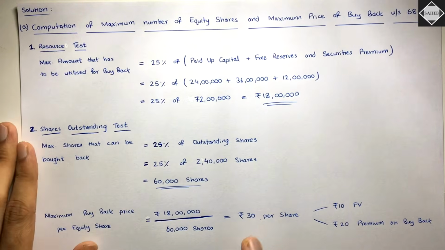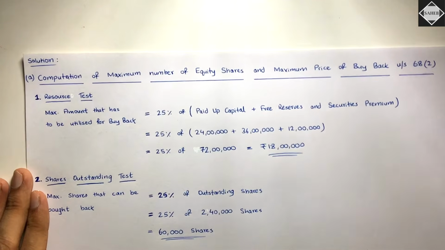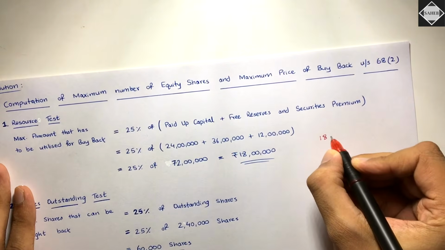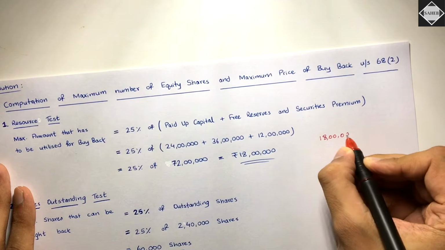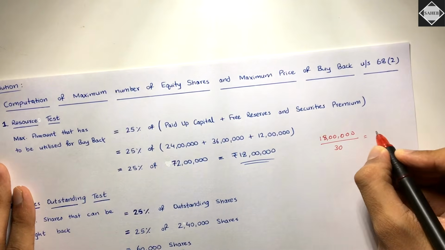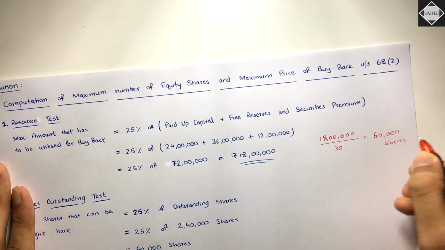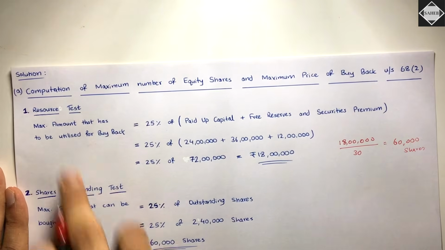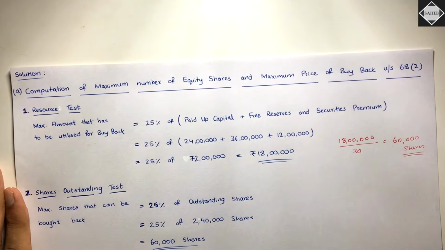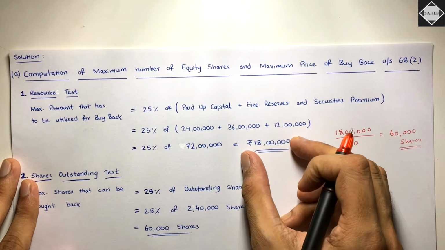Now once you have calculated the maximum buyback price, you can complete the resource test also. You can take these 18 lakhs and divide that by rupees 30. What will you get? You will get 60,000 shares, right? So the number of shares in the shares outstanding test and the resource test will be the same, 60,000 shares, because we have connected these two things now. This is the maximum outflow that can happen and the buyback price.